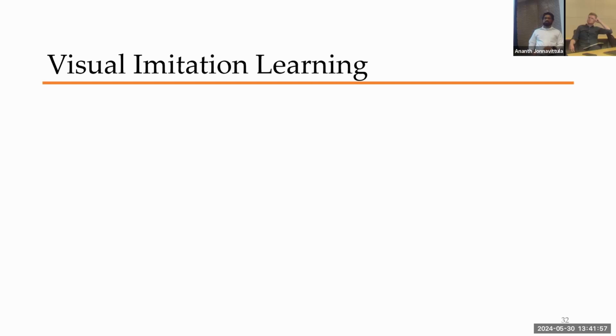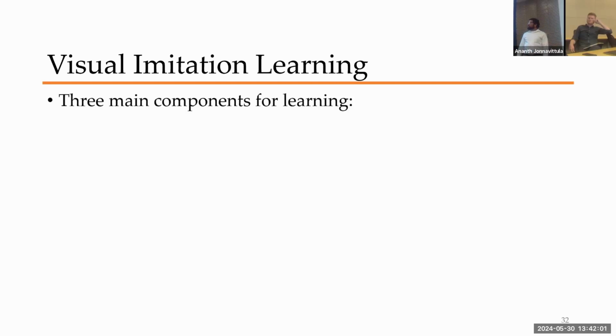So how can robots still learn from such low fidelity data? We found that there are, once again, 3 main components for robots to be able to learn here. The first of which is learning to extract a prior.